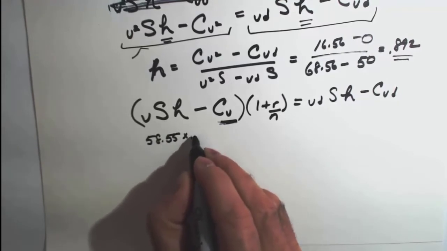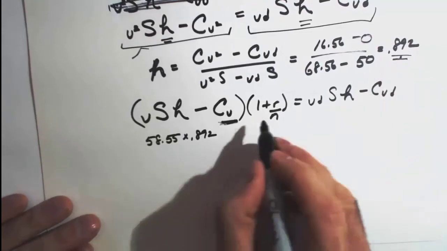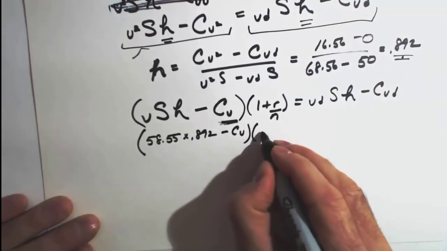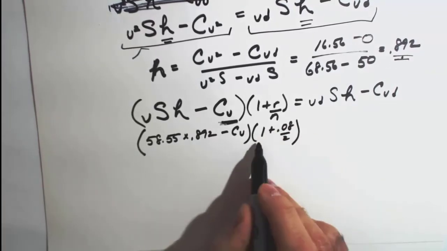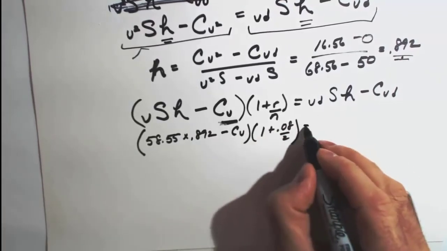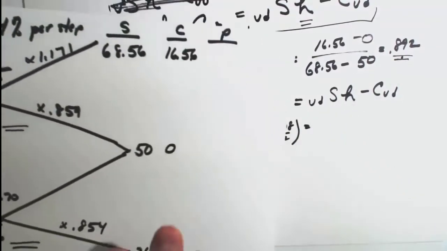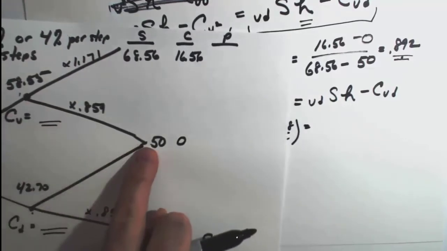58.55. The H is 0.892, as we just calculated a minute ago, minus CU is what we're solving for. This is 1 plus 0.08 divided by 2. In other words, 1.04. That equals the stock when it goes up and then drops. In this case, it just goes down to here.